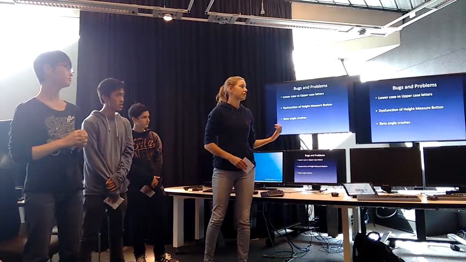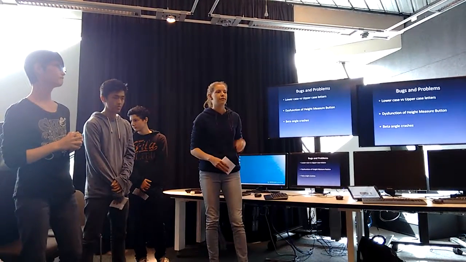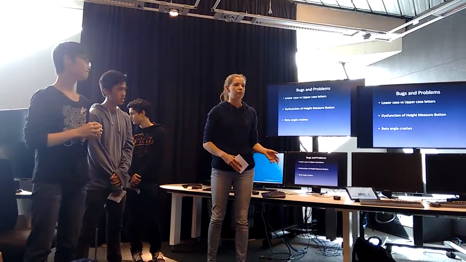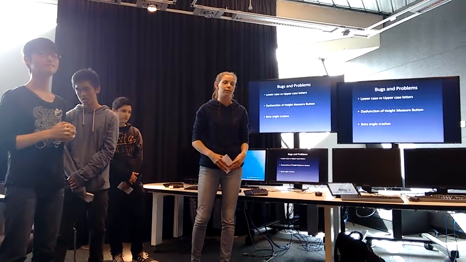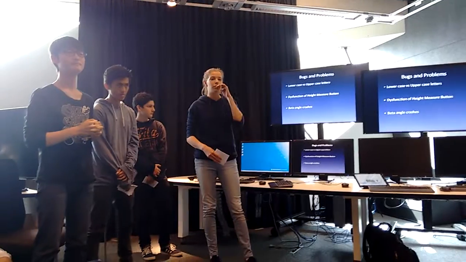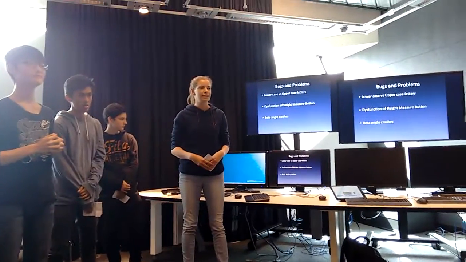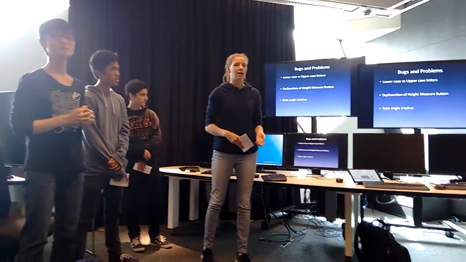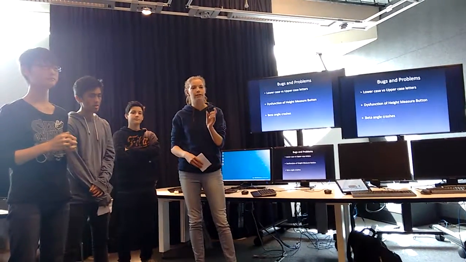Secondly, we had a dysfunction of the height measure button. So for the first couple of weeks, every time that we took the height of an object, it was consistently about 20 centimeters off the actual height of the object. At first we thought this might be an issue in our maths, but when we went over our maths again, we realized that the issue was actually coming from incorrectly entering the height of the phone.